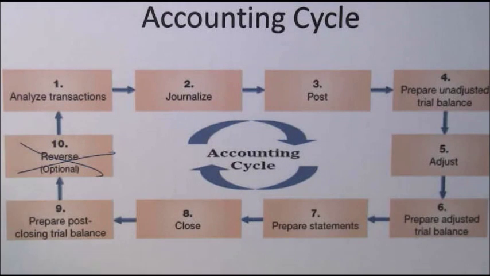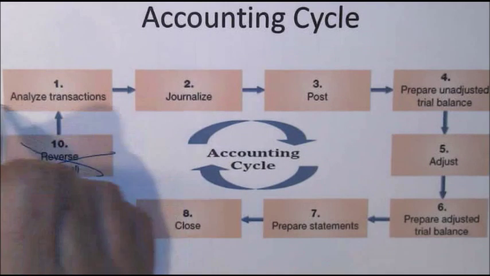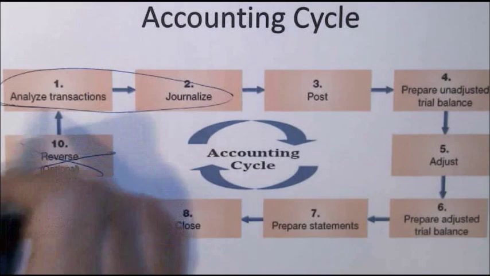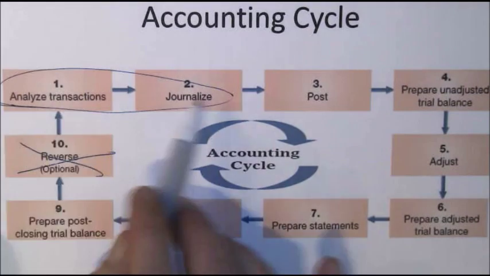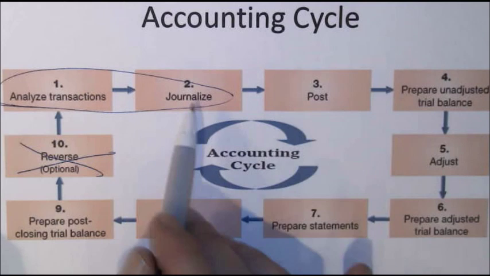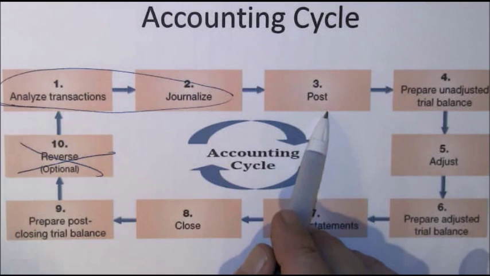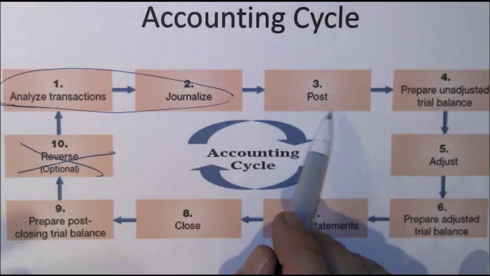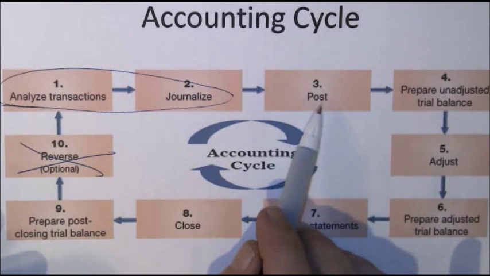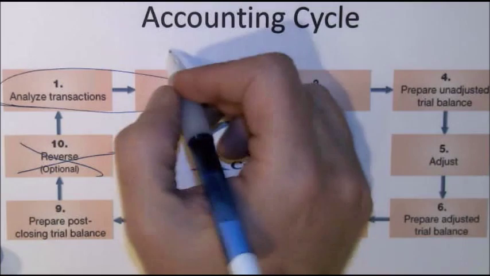Now, what we've learned so far in chapters 1 and 2, we learned how to do what? How to analyze transactions and journalize them, right? Those two things kind of happen together. So we analyze transactions and we book them in our general journal. We journalize our transactions, and then throughout the period we post them to the general ledger, which keeps those accounts up to date. So we journalize and we post, and we do this during the accounting period, right?